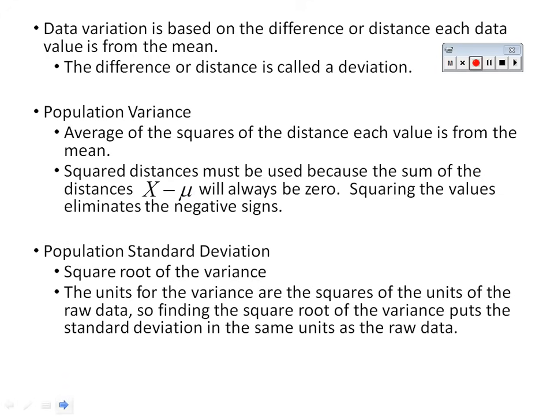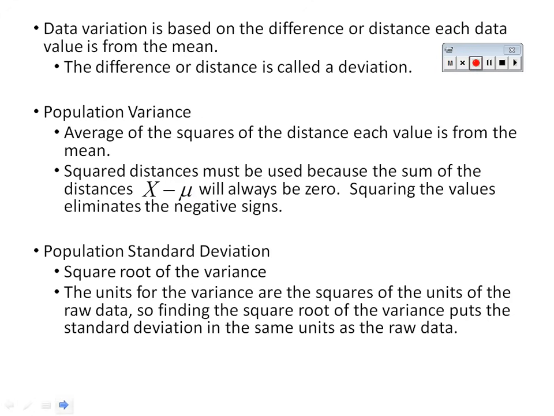Then to make our units match, we find what's called the population standard deviation. And it's not really something extra to find. The only thing you have to do is take the square root of your variance. So if you go through the work to find the variance, whatever your units are, the result will be units squared. So to fix that and to get our units back to plain old units, whatever they are, we take the square root. So that's the only difference, population variance, population standard deviation.